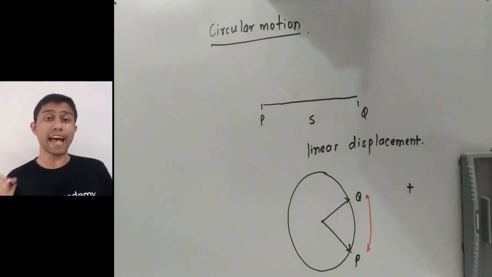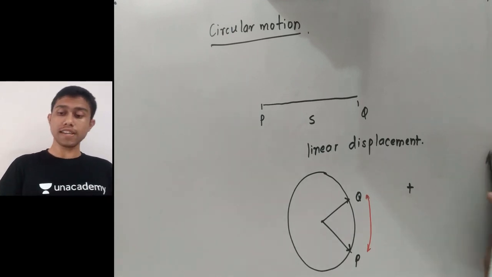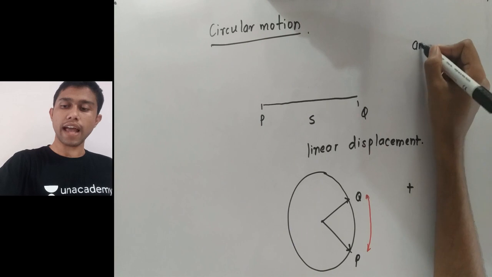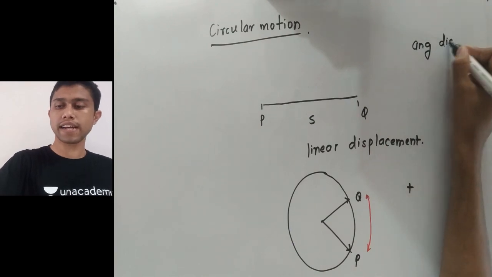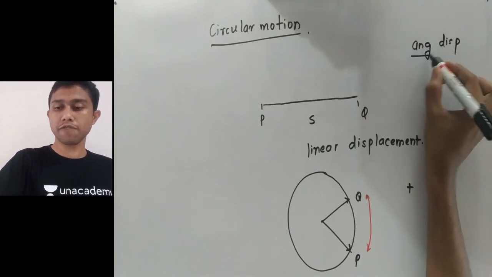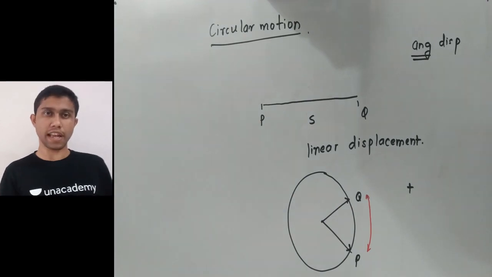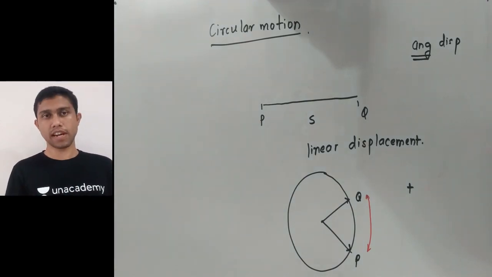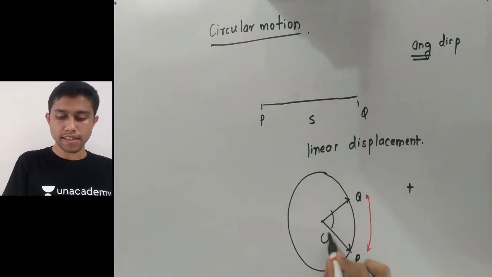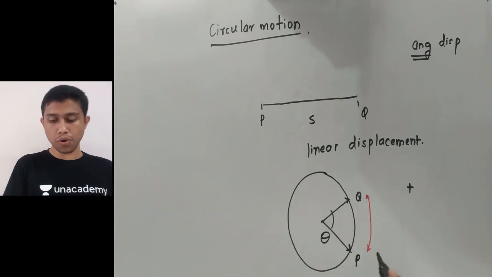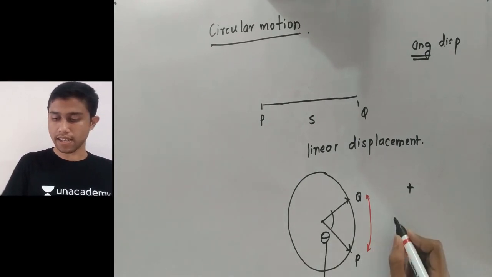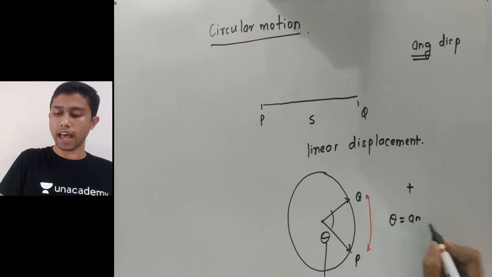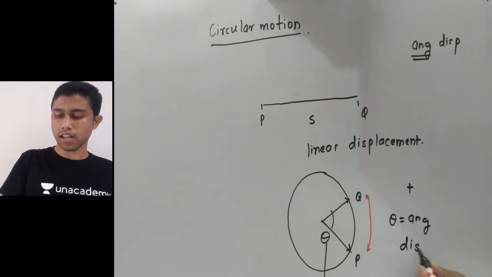But what is the angular displacement? What is the angular displacement? So the angular displacement, you know, the name indicates a displacement which is counted in angles. Angle is counted in degrees. So degrees will be when this is theta. So this theta here is the angular displacement.